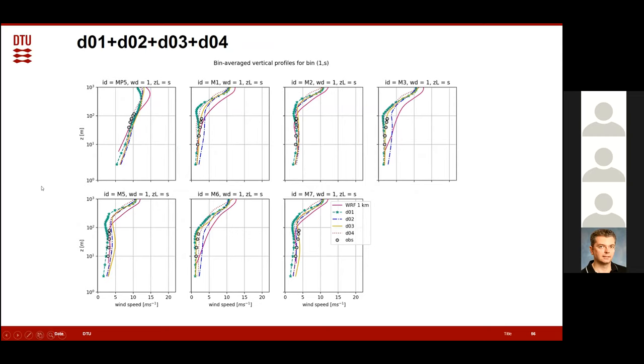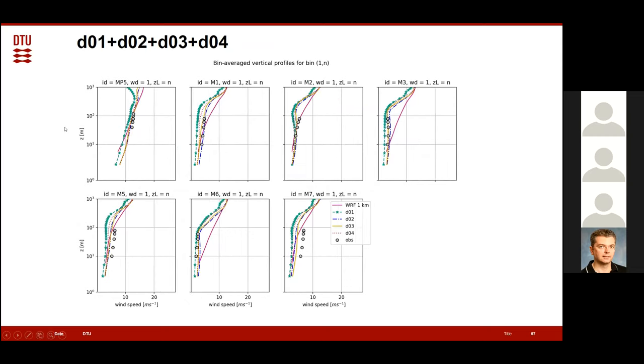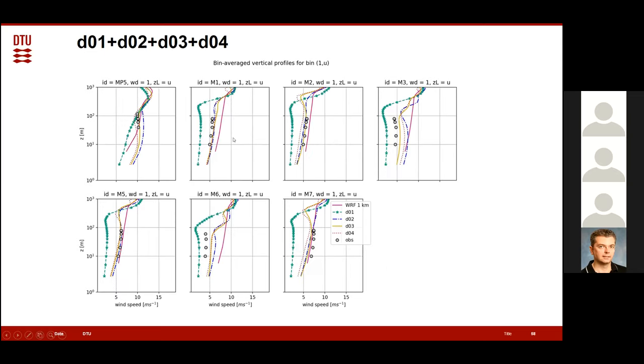You're looking at a stable case for this particular run, and then we are looking at a neutral case where we now have DO1 and partially also DO4 based results, 27 and 1 kilometer based results, which have some deviations compared to the rest. And especially if we look at this unstable case, we can see the DO1 case is really sticking out and is not able to reproduce a lot.